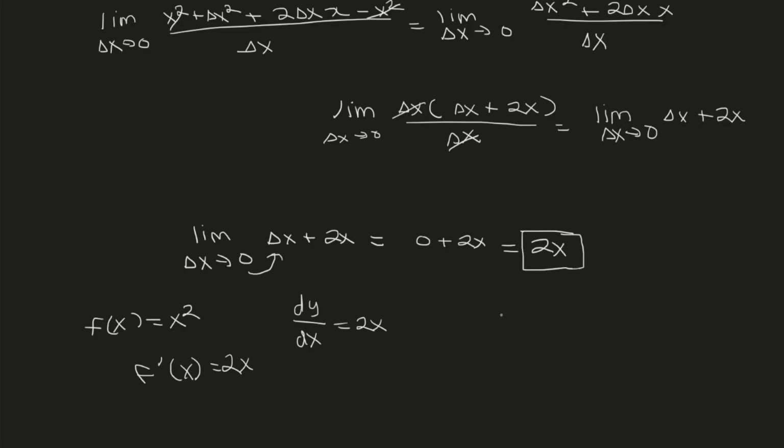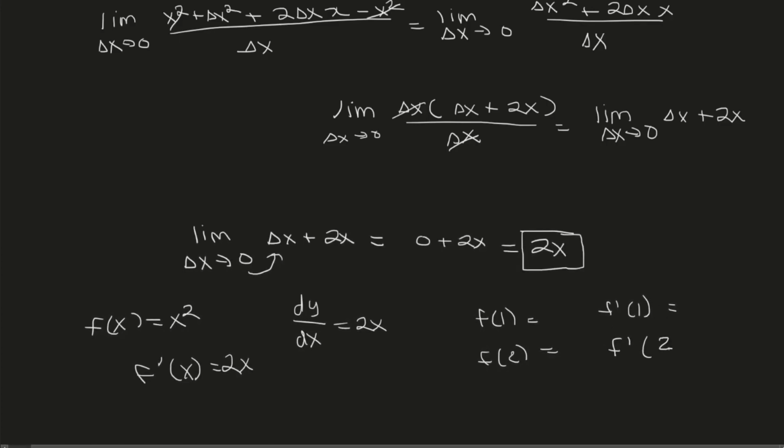So let's take a look. Let's find f of 1, f of 2, f prime of 1, and f prime of 2. So f of 1 is 1 squared, which is 1, and f of 2 is 2 squared, which is 4. Now let's look at the derivative. We know the derivative is 2x. F prime of 1 is 2 times 1, which is 2. F prime of 2 is 2 times 2, which is 4.